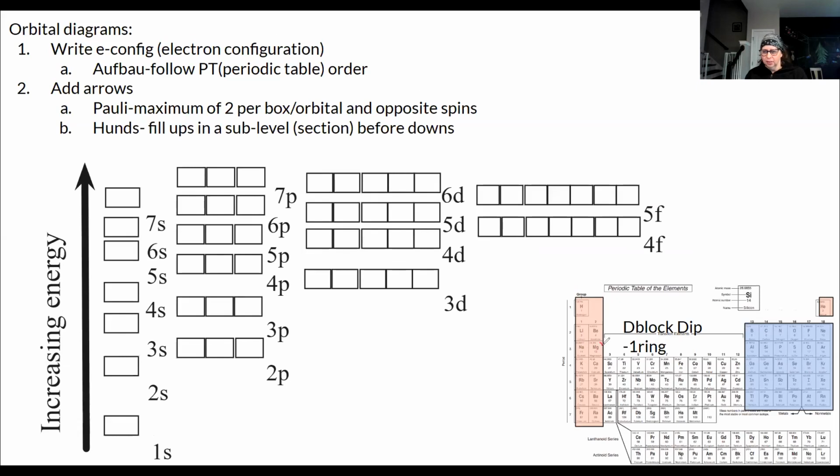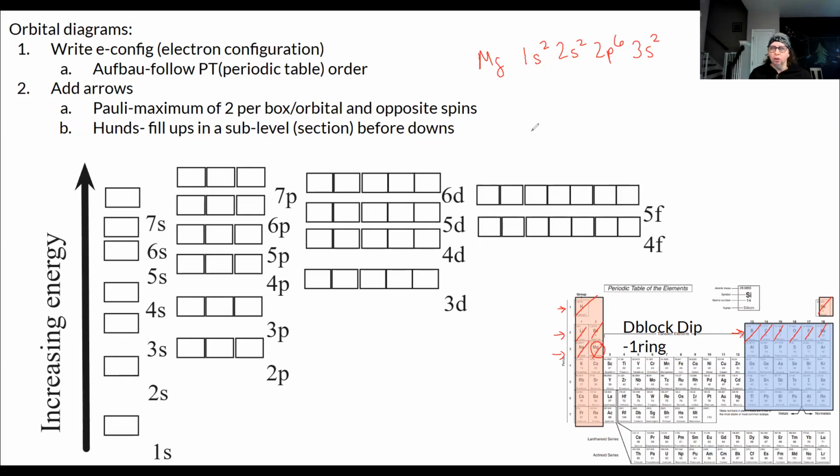So who haven't we done yet? Let's do magnesium. Start at row 1, row, block, box. Magnesium, row 1, S block, 2 boxes. Row 2, S block, 2 boxes. Row 2, P block, 6 boxes. Row 3, S block. How many boxes? Make sure you count the one that you're on. 3s2. So magnesium's ground state electron configuration is 1s2, 2s2, 2p6, 3s2.